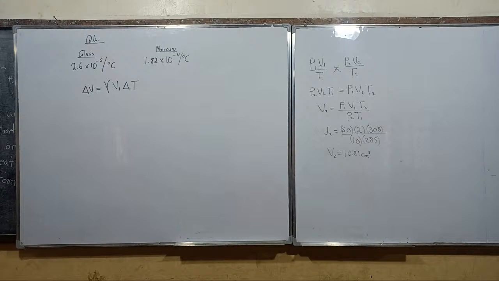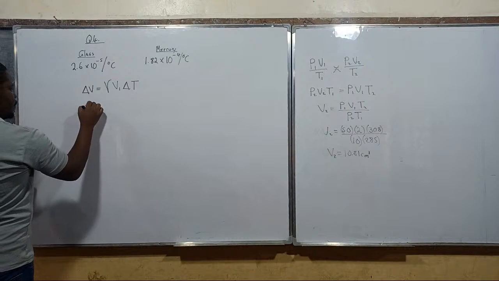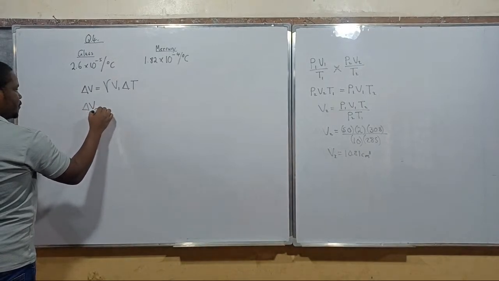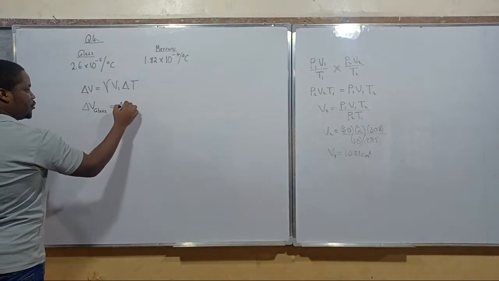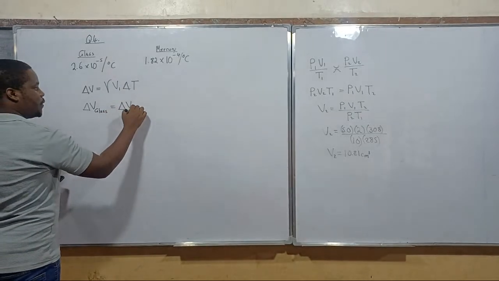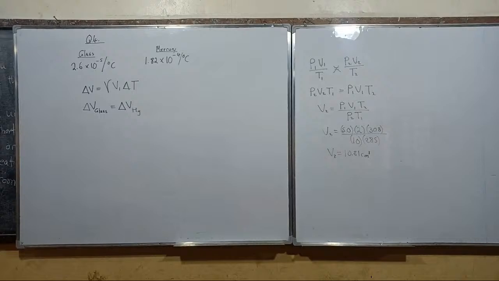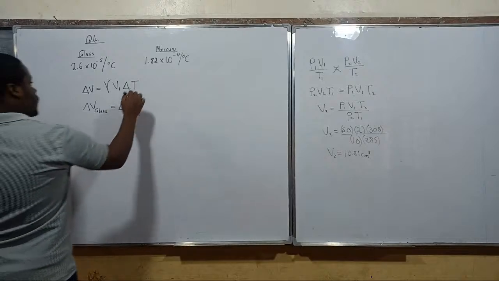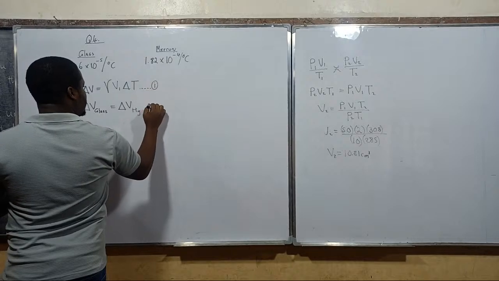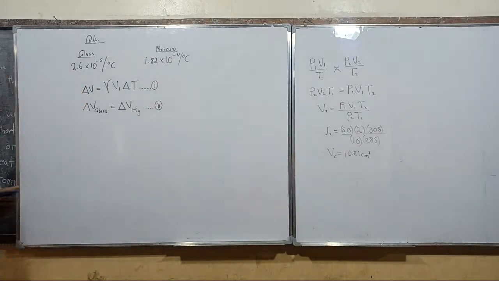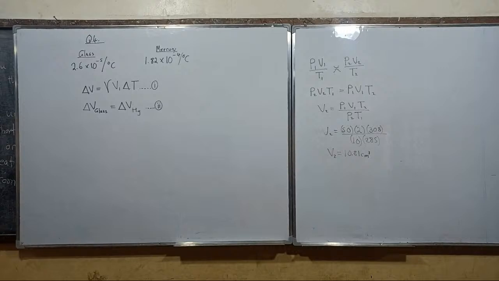Since there's a statement in the question which says they appear to be the same at all temperatures, this simply means that the change in volume of the glass is equal to the change in volume of mercury. Let's just use the symbol for mercury, which is Hg. Okay, so now we have two equations, and we'll see how we can combine them. Let's call this equation 1, and let's call this equation 2. Okay, so now, from equation 1, let's see how we can use it to make substitutions.